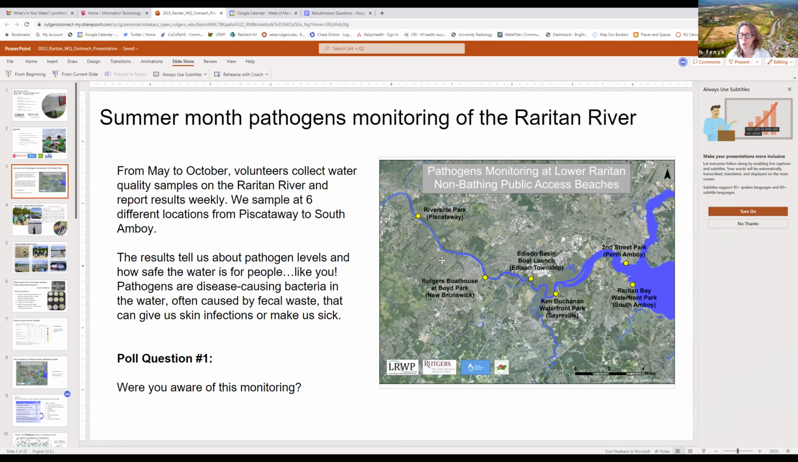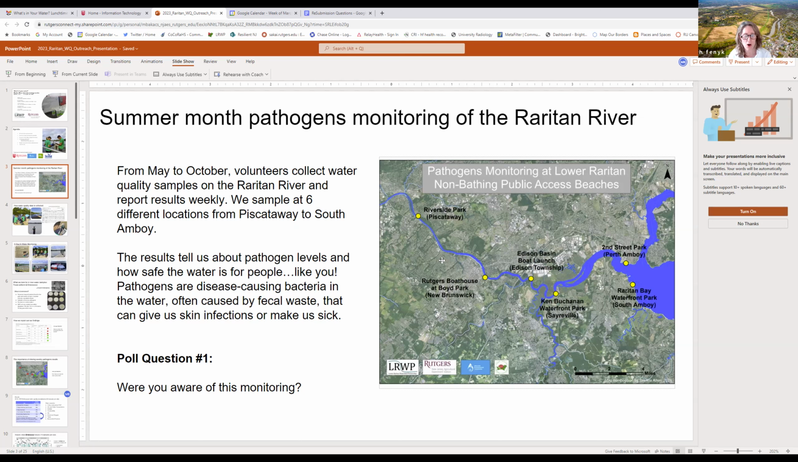So these are locations that are easily accessible, are public park spaces that are officially sanctioned for water quality monitoring. And we want to know, to what extent do the waters pose potential risk to folks in terms of disease-causing pathogens? We want to know, is there a potential for contact with the waters to give us skin infections or in some way make us sick?